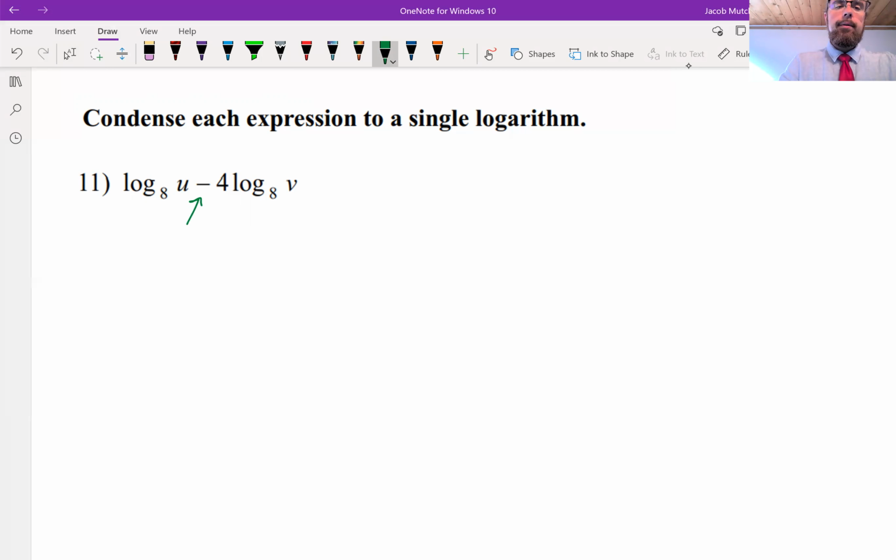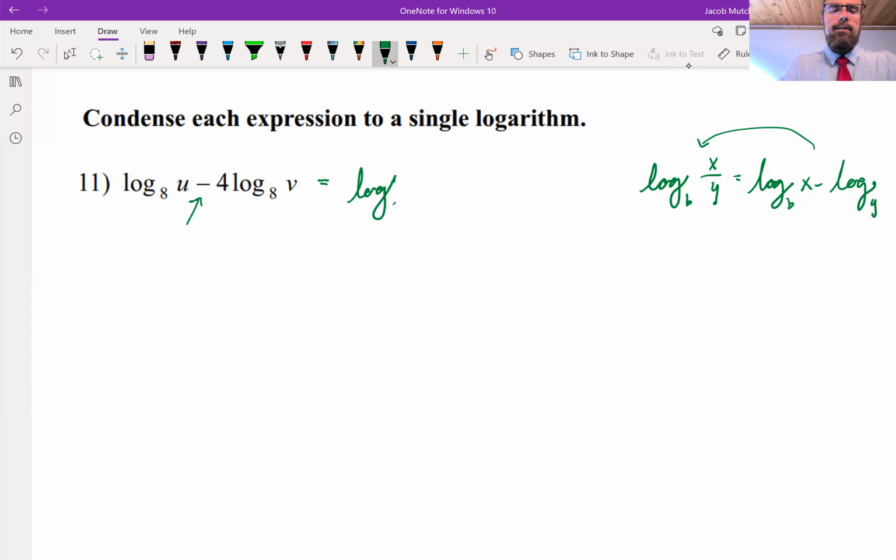So this logarithm, the way that I would start condensing it is to use that property that we saw in our last example, log base b of x over y equals log base b of x minus log base b of y. So what we've got is now the right hand side. We want to go back to the left side. So I can do that pretty easily. This is going to be log base 8, by the way, these have to be the same bases to apply this property, of u over, so I got to do something first.